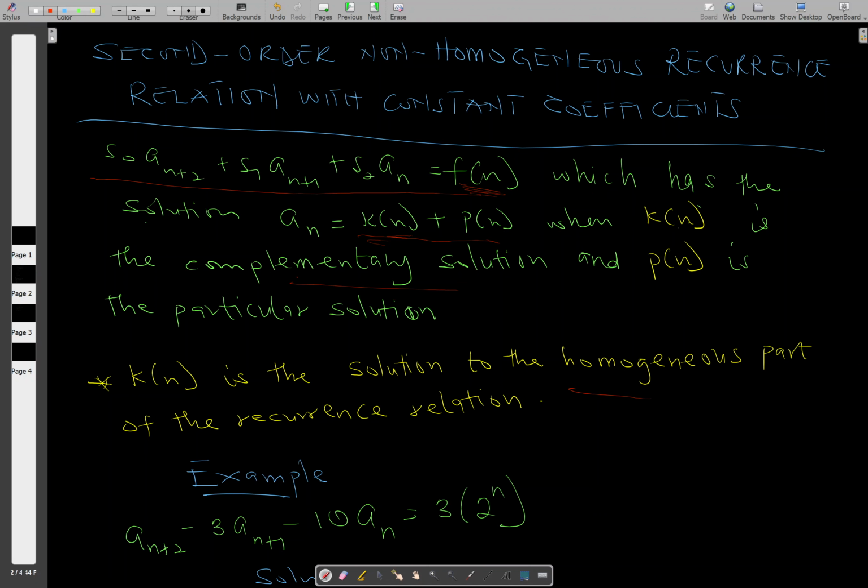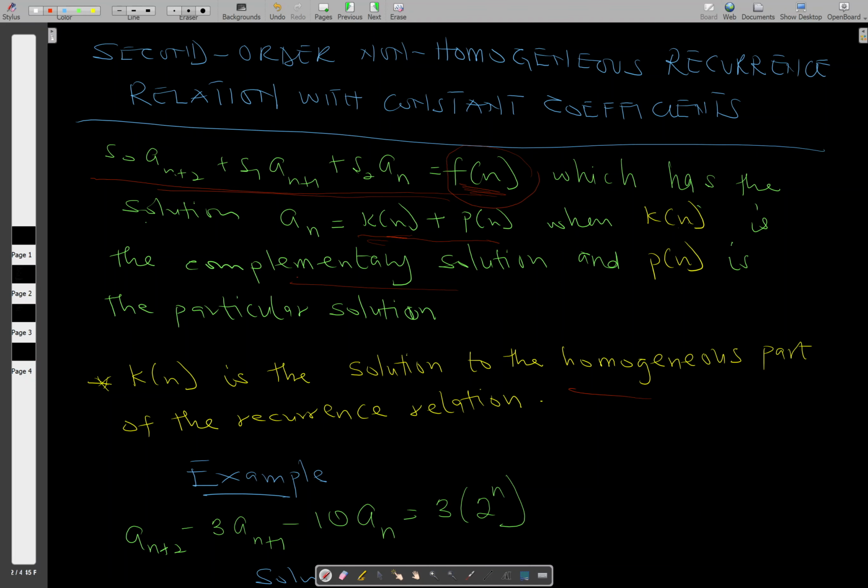Then for the particular solution, you check the nature of f of n. Then you try to find p of n plus 1, p of n plus 2. Then you substitute it into this equation. Then you proceed from there.